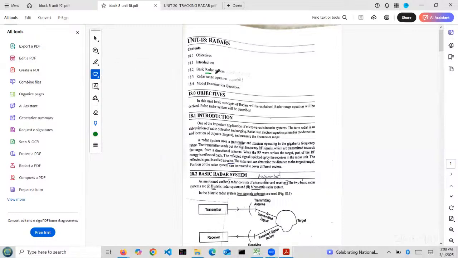Today we will see what is radar system and what is radar range equation. This radar range equation can be expected as an essay mark question, which we are observing in previous year question papers. And first we will see what is radar.